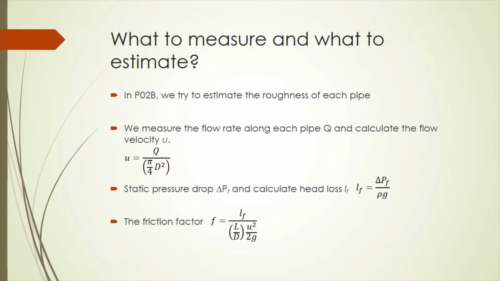We can also measure pressure drop across the pipe section, and then the pressure head loss is given by this formula. Rho is the density of water, which can be assumed to be constant, and g is the acceleration due to gravity, which is also a constant. The friction factor is defined in this form: f is equal to the head loss divided by these numbers.